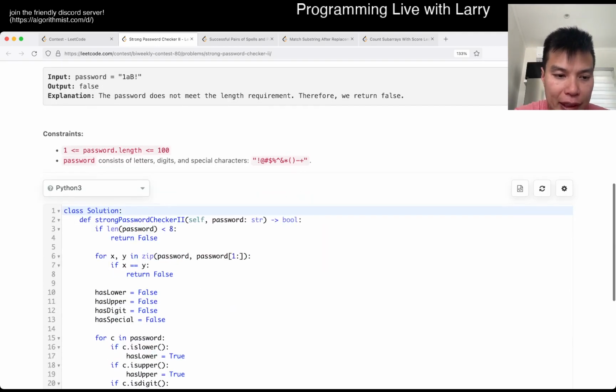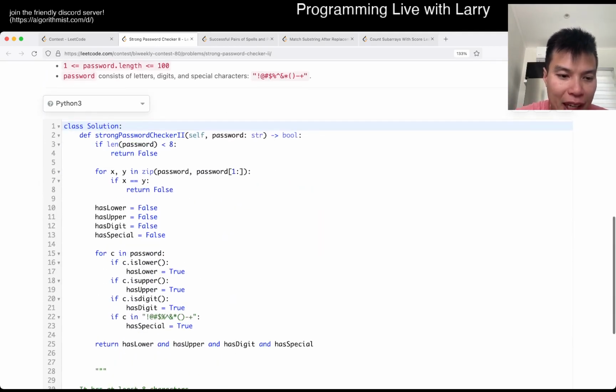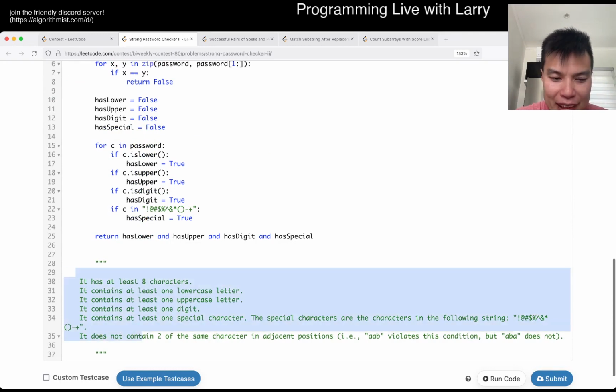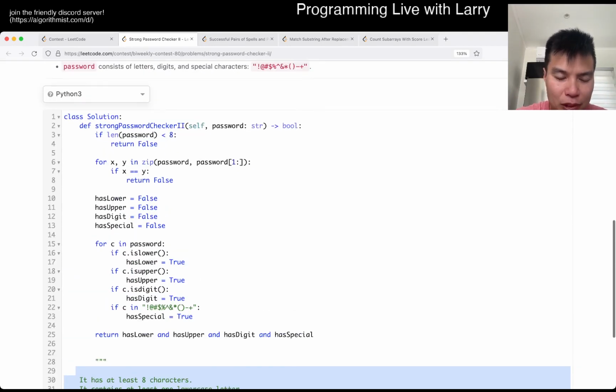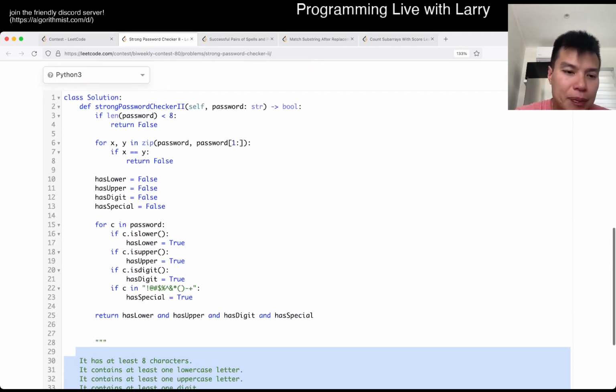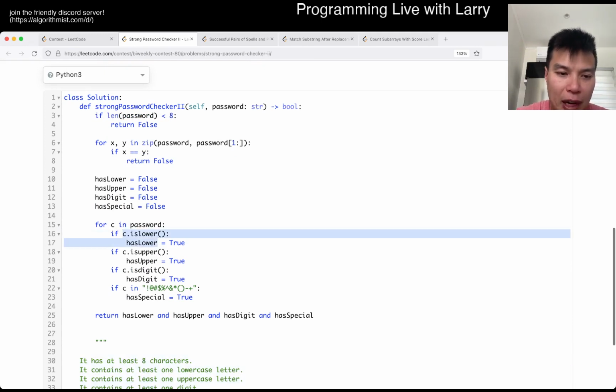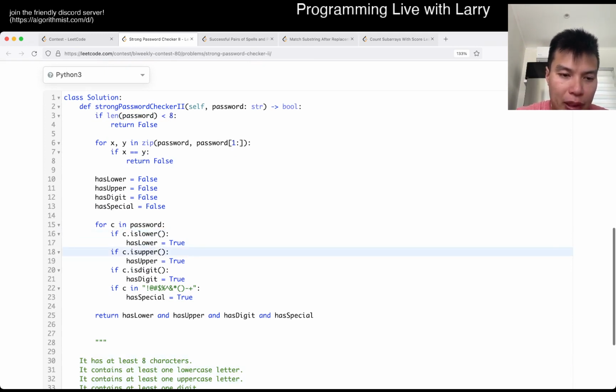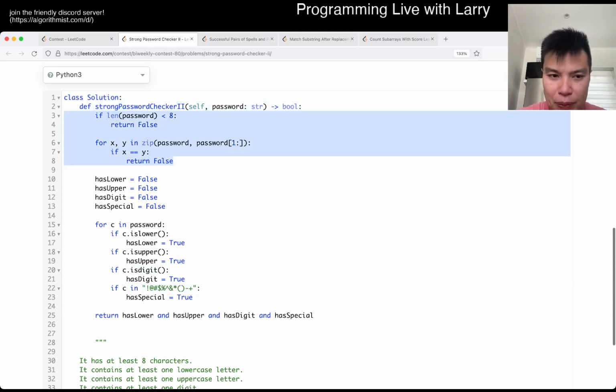That's basically what I did here. I did it in Python. I actually pasted all the rules here so that I can look at them while I'm typing. But that's pretty much it. We look at each character, make sure there's an upper, a lower, a digit, and one of these special characters, and also no adjacent characters, and a short password, right?